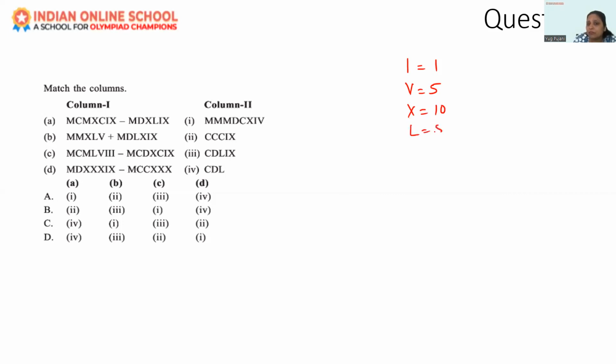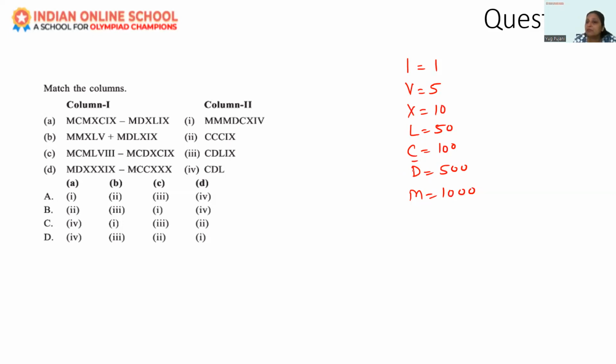Then L is for 50. Then C is for 100, C as in century, 100. After C, there will be D. D is 500, and M is 1000. So you can repeat any number a maximum of 3 times. Keep this in your mind. This is an important trick for these Roman number questions. We can use any number up to 3 times.